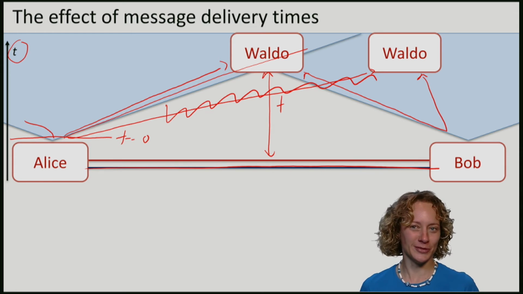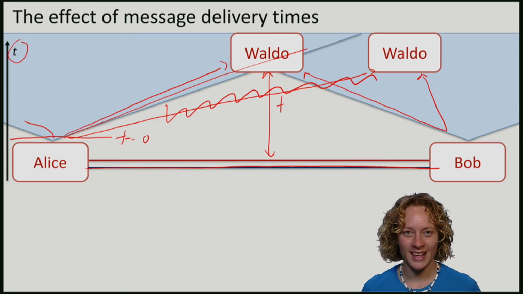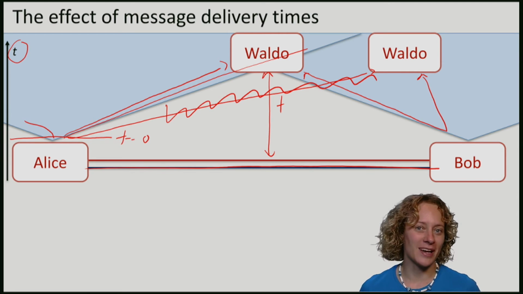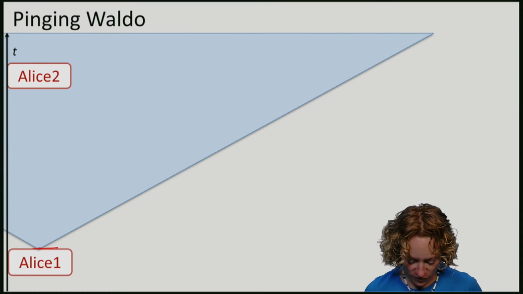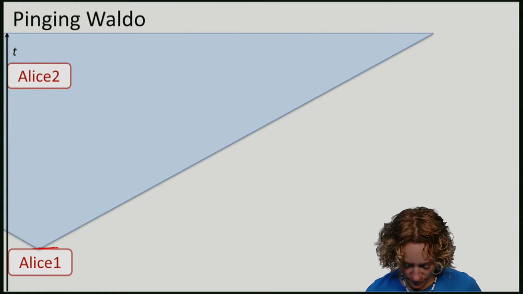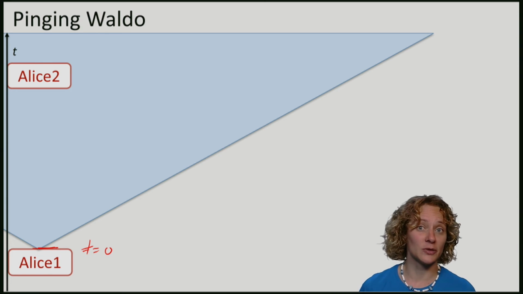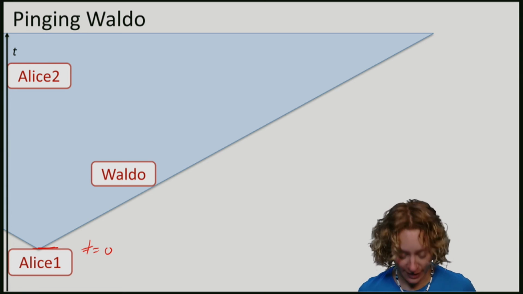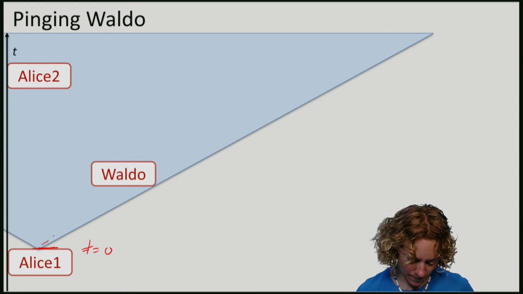So why is this useful? Let's go and ping Valdo. Let's just have a look at the messages from Alice, and let's imagine that she sends a message to Valdo at this point. Call that t0. I'm calling her Alice1 to emphasize that this is at time 0. If Valdo is inside her light cone, say at this position, then he can receive a message from Alice.